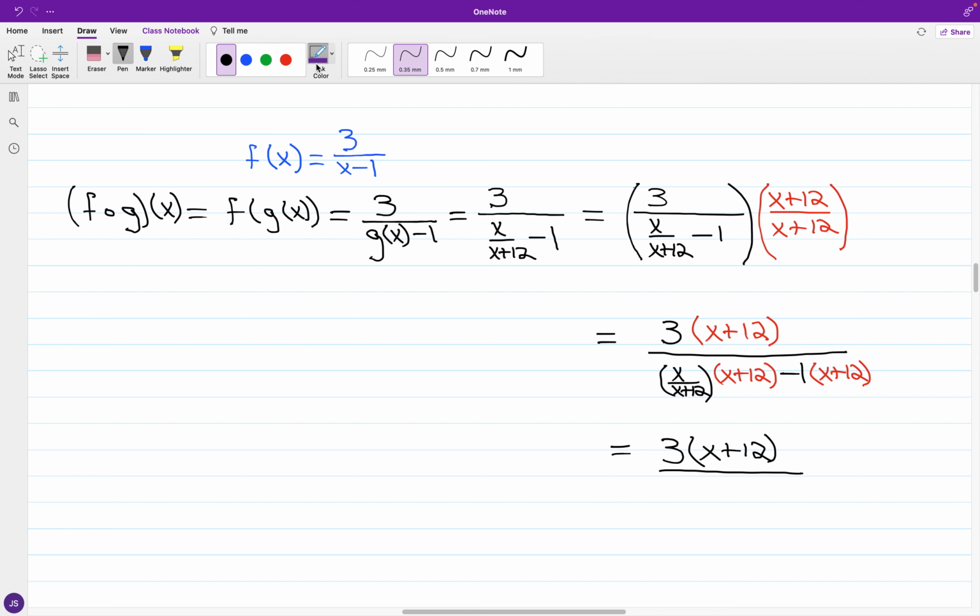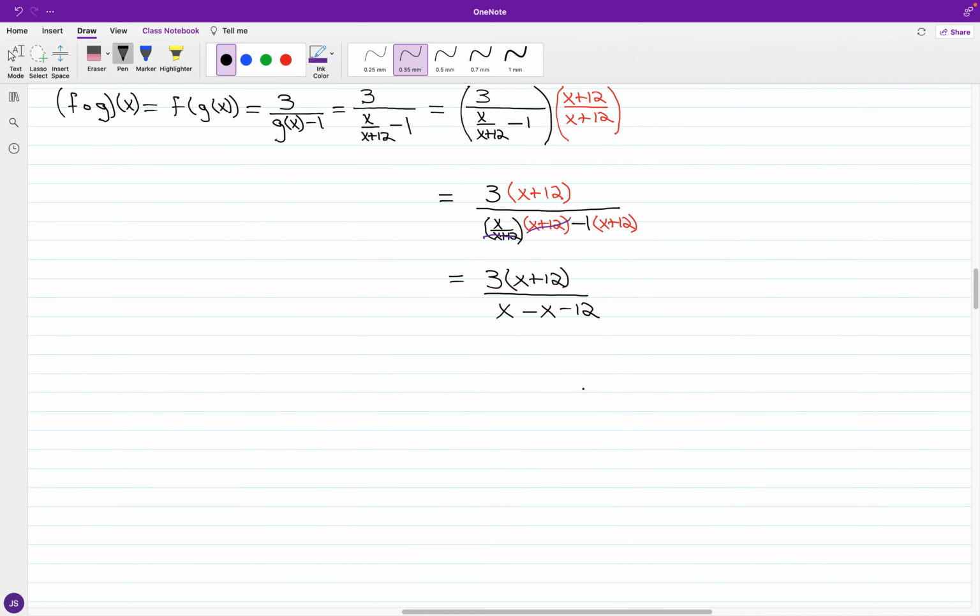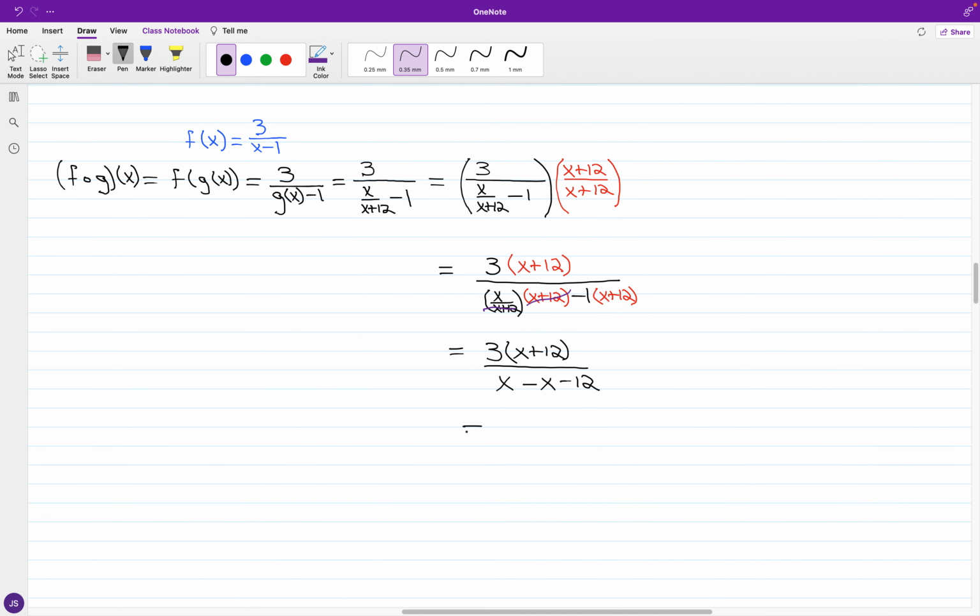Now for the denominator, with the distribution of x plus 12, multiplying by x over x plus 12, the x plus 12 goes out, leaving us with x. And then with the other distribution, we have negative 1 times the quantity of x plus 12, so this will be a negative x and a negative 12. And if you notice, with the variable terms in the denominator, x minus x will go out.